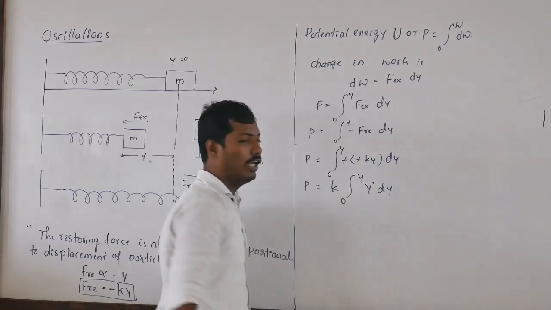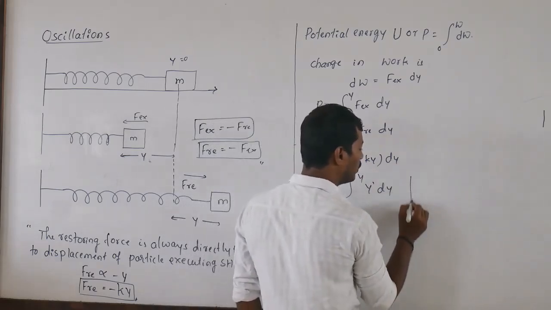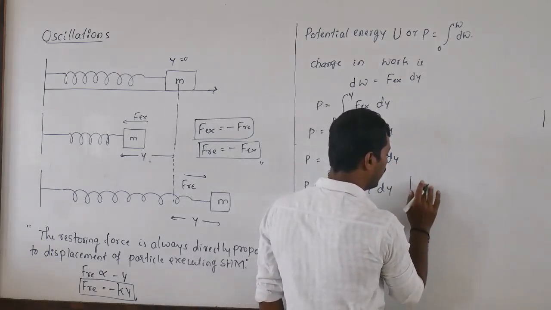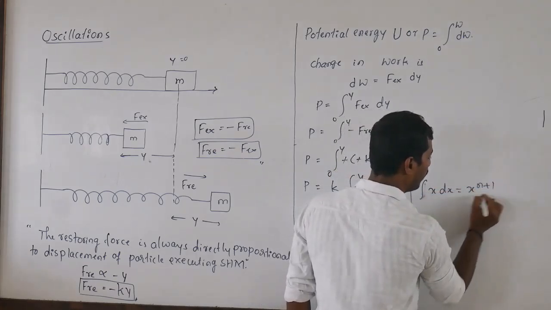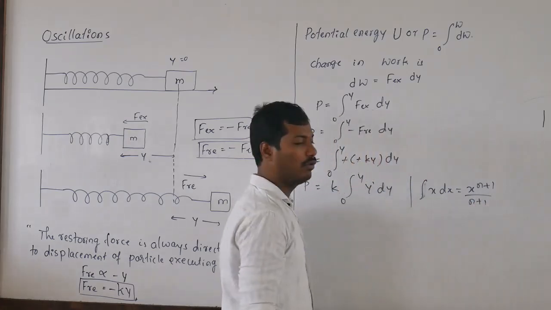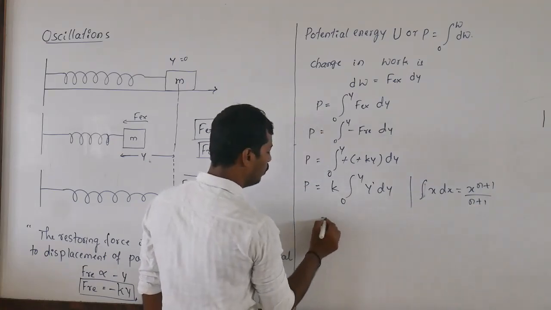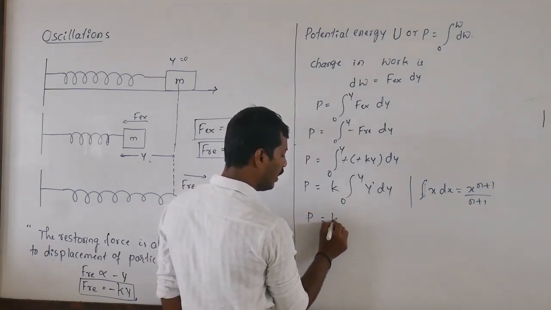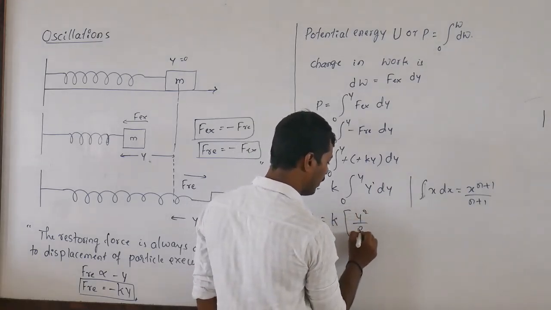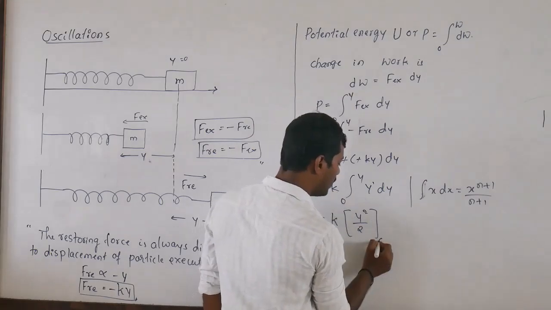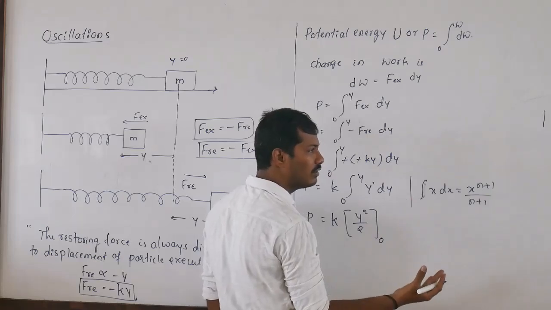Its power is 1. Integration of y dy is nothing but y square divided by 2. Because the form of the integration of x dx is x raised to n plus 1 divided by n plus 1. Here power n is equal to 1, so 1 plus 1 is 2 divided by 1 plus 1 is 2. Then P is equal to K into y square divided by 2. Here the lower limit is 0. Initial displacement is 0, then the amount of work is also 0.